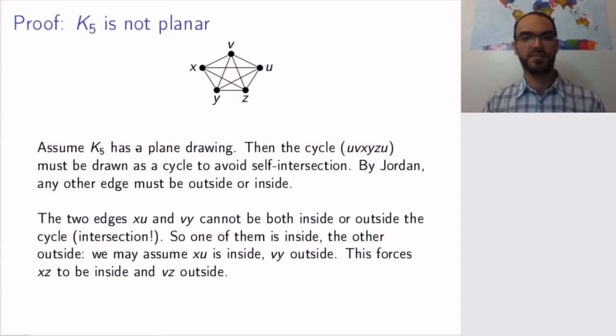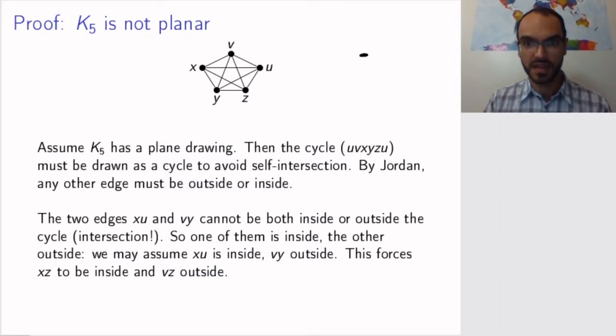So if K5 has a plane drawing, then, well, what does K5 have? K5 has this cycle, U, V, X, Y, Z, U, the outer cycle. And this cycle is a closed curve, and so it has to be drawn as a cycle, otherwise I would intersect myself at some point. So let me go through this again. So in any plane drawing, I must have this cycle as a cycle. U, V, X, Y, Z.